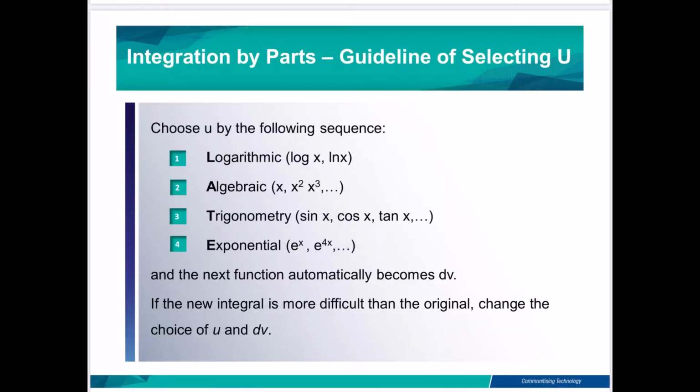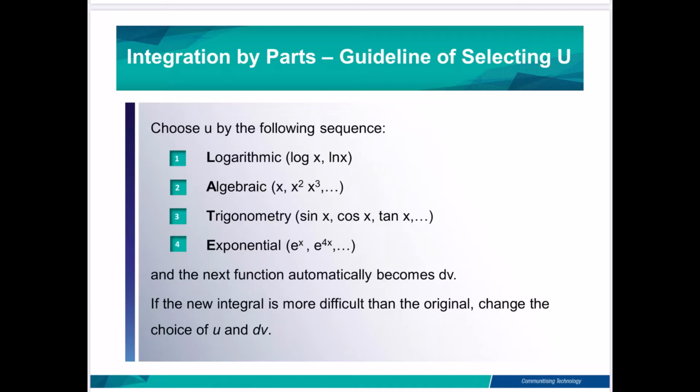So how do we choose which function to differentiate and which to integrate? This is the guideline for selecting u. If you choose one function to be u, the other function automatically becomes dv. You choose u by the following sequence: LATE. The first one is log, the second is algebraic function, the third is trigonometric function, and the fourth is exponential function.